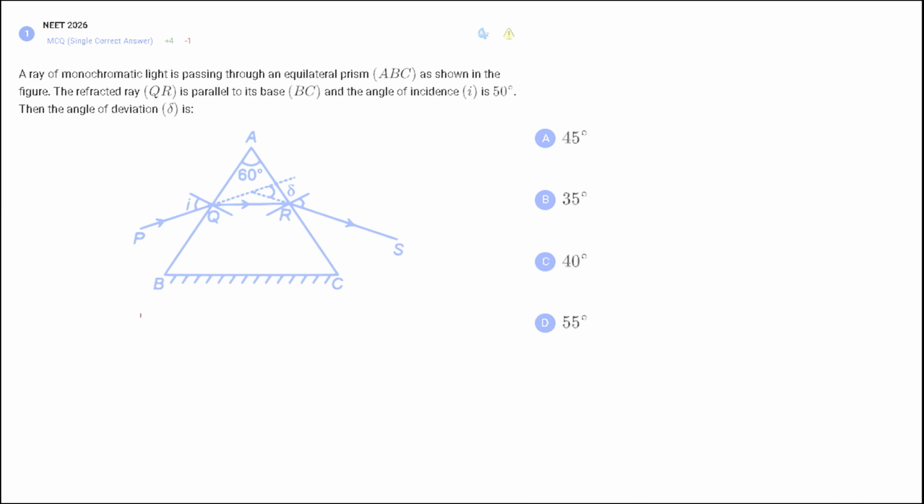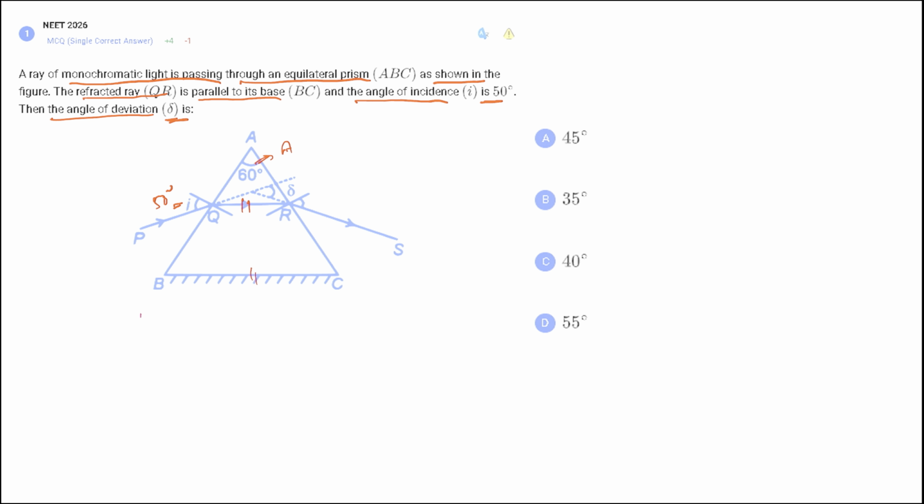Whenever I am talking about the first question, the question is based on the prism. A prism is given to you, with a monochromatic light passing through an equilateral prism, where angle A is 60 degrees, this is the angle of prism, as shown in the figure. The refracted ray is parallel to the base, so this line and this line are parallel to the base. Then the angle of incidence is 50 degrees. Then what is the minimum deviation they are asking you?